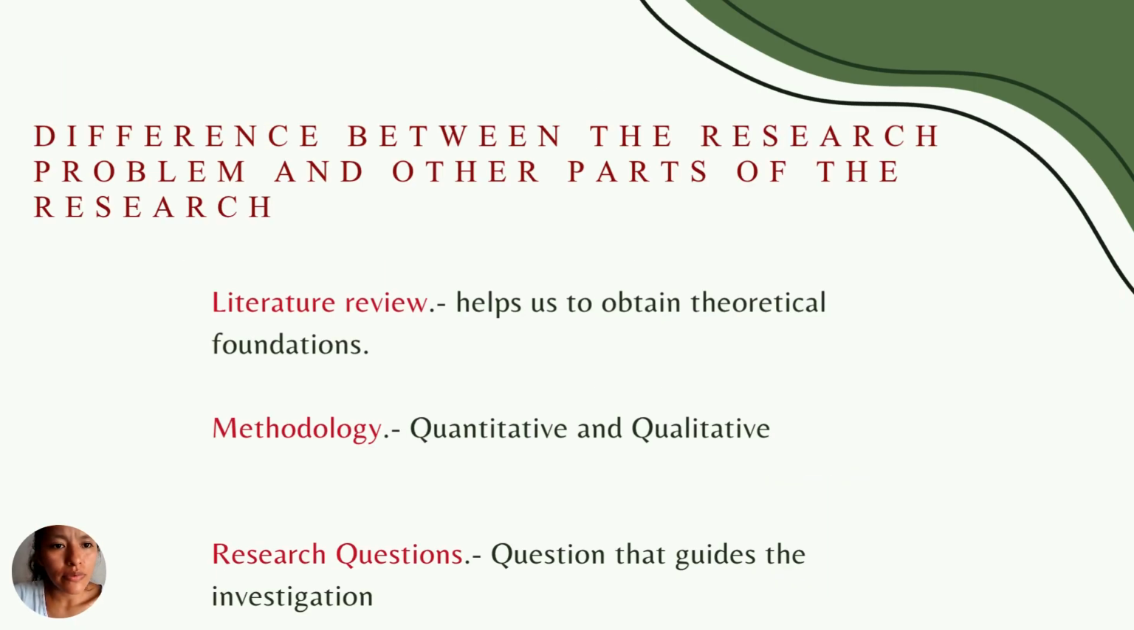Now, I talk about the difference between the research problem and other parts of the research. The research problem is a key point that we will focus on solving, unlike other parts of the research process. For example, the literature review helps us obtain theoretical foundation, which we will find in books, web stations, and others. Methodology shows us what approach the research would take, quantitative and qualitative.